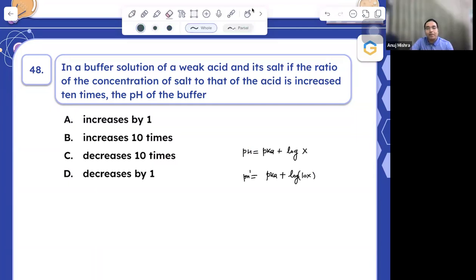So this question: pH prime is pK plus log 10x, right? What is log 10x? Log 10x is log 10 plus log x. And log 10 is how much? 1. So the answer is increase by 1. Shall we move on? Next question.